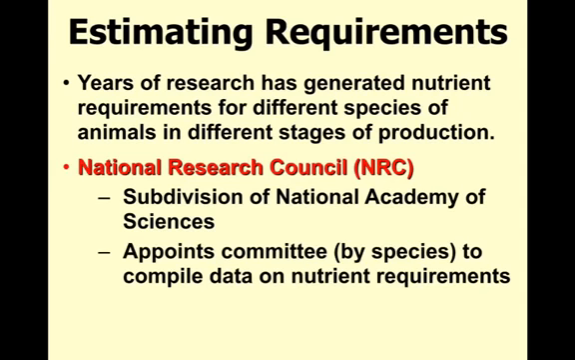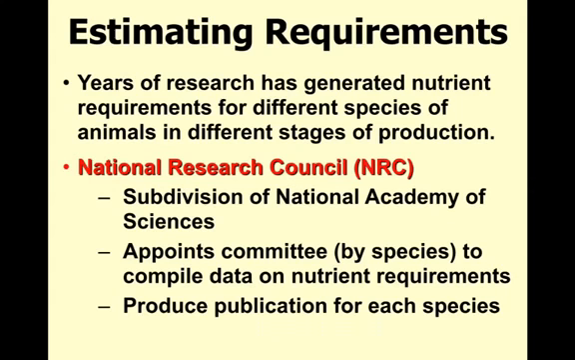What happens is the NRC actually appoints a subcommittee, say the beef cattle subcommittee or the dairy subcommittee. They have a lab animal subcommittee, a fish subcommittee. So those subcommittees work to develop and compile the data on nutrient requirements. For the publication that's produced for each species, we're going to be using the textbook that has a lot of nutrient requirement tables in it. Those requirement tables will say which publication they're coming from for those species.